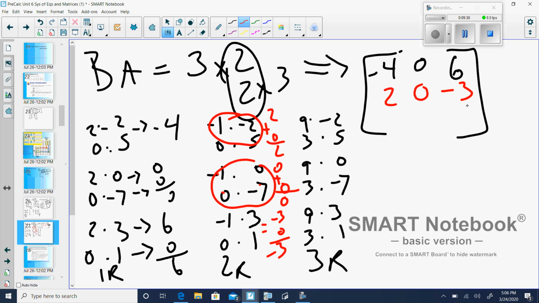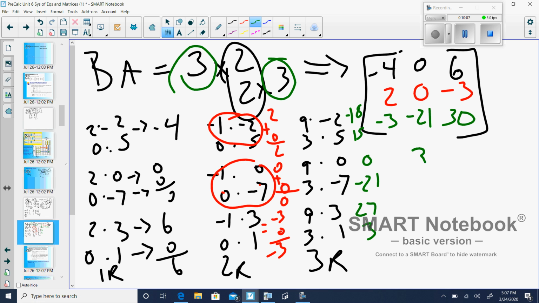For our third row, right here we have -18 plus 15, which gives us -3. Here, 9 times 0, we get 0 plus -21, which is -21. And then for our final term, we have 9 times 3 is 27, 3 times 1 is 3, 27 plus 3 is 30. And that's our final answer. So our final answer is in the form of a 3 by 3 matrix.